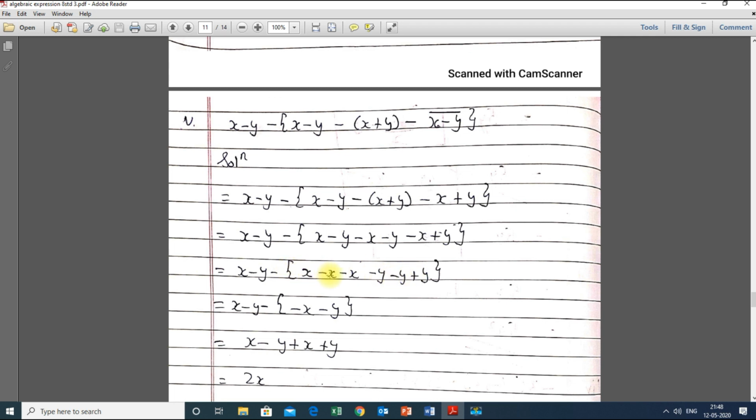So x minus x is, sorry, 0, and 0 minus x is minus x. Minus y is minus 2y. Minus 2y plus y is minus y. Therefore, minus y over here. Now again I will open the bracket because a minus sign is there, therefore the sign will change.